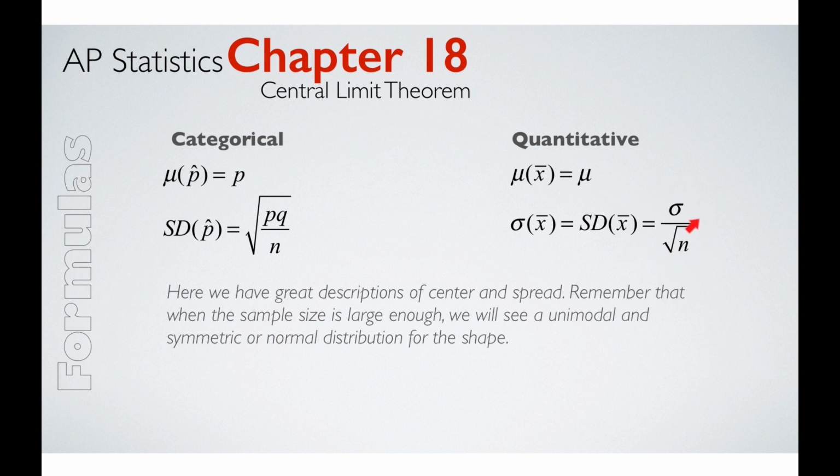But you've got to remember to do this. This is probably the single biggest mistake that people are going to make in this chapter. You're going to get all the normal probabilities wrong for quantitative data because you fail to change the standard deviation according to how big your samples are. So that is a pretty big deal. Make sure you know how to do that. If you don't, it's going to be a lot of points taken off because you failed to change that standard deviation.